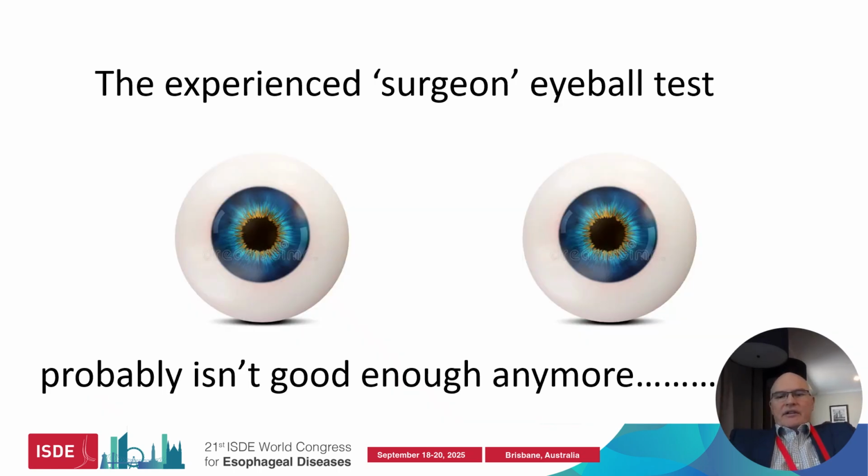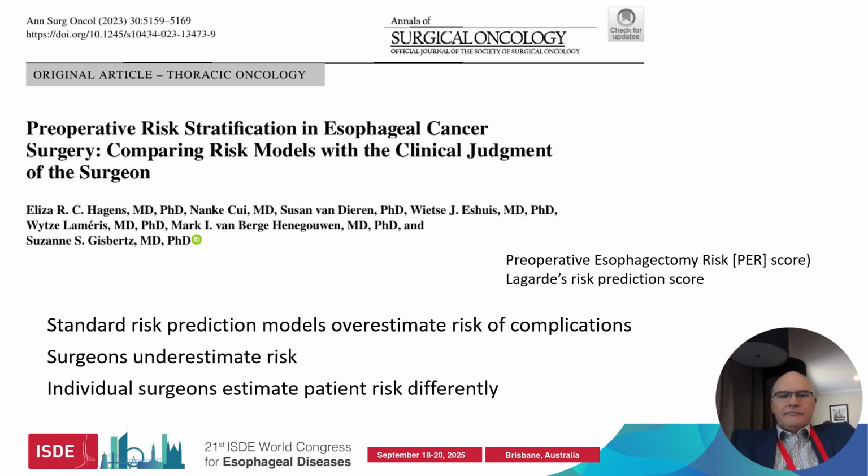And the experienced surgeon eyeball test probably isn't good enough anymore to decide who should be for surgery, and we should probably be much more objective in our patient's assessment for this. But sadly, risk stratification protocols fail us. This is a study that really showed that standard risk prediction models very much overestimate the risk of complications. Surgeons underestimate risk, and individual surgeons estimate risk differently.